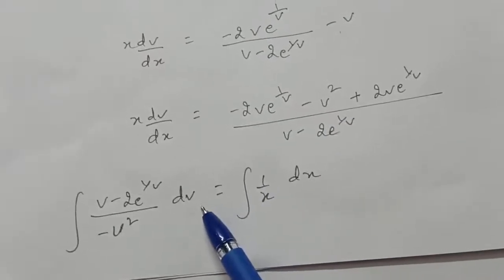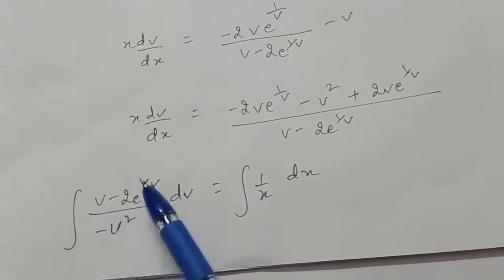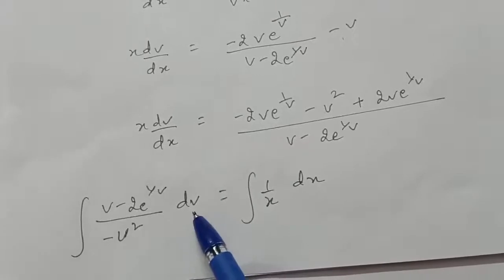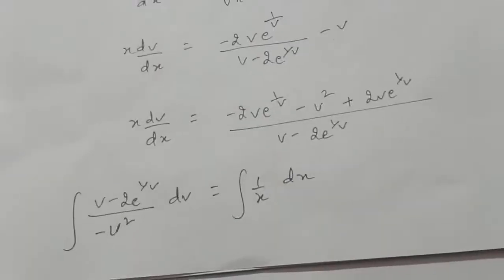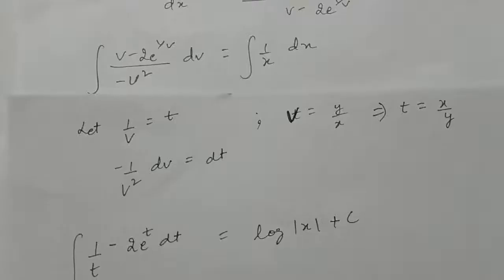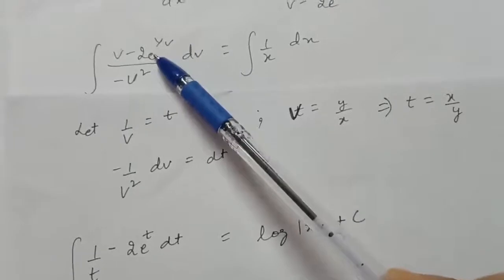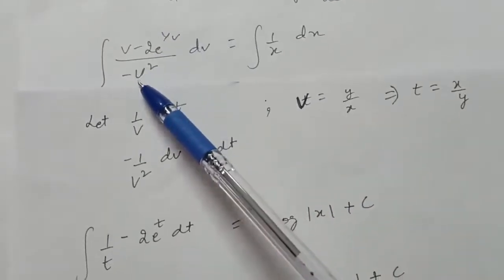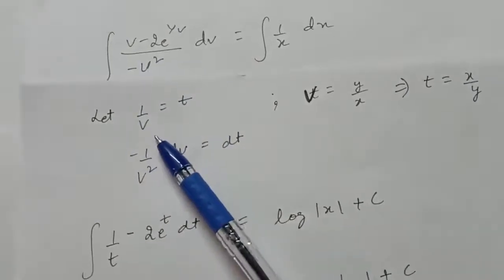So after separating the variables, you will get (v − 2) e^(1/v) / (−v²) dv equal to 1/x dx. Now integrate both the sides. Now to solve the integral on the left hand side, see here, e raised to the power 1/v and also you can see −1/v² exists in the integrand, which is the derivative of 1/v.